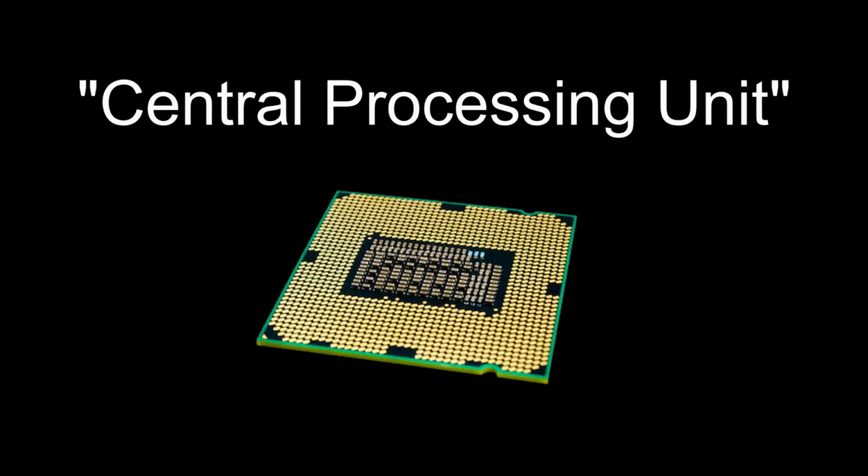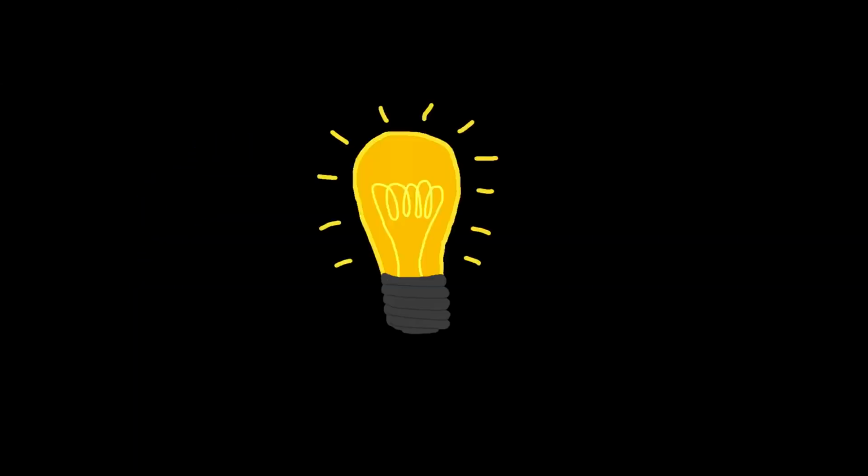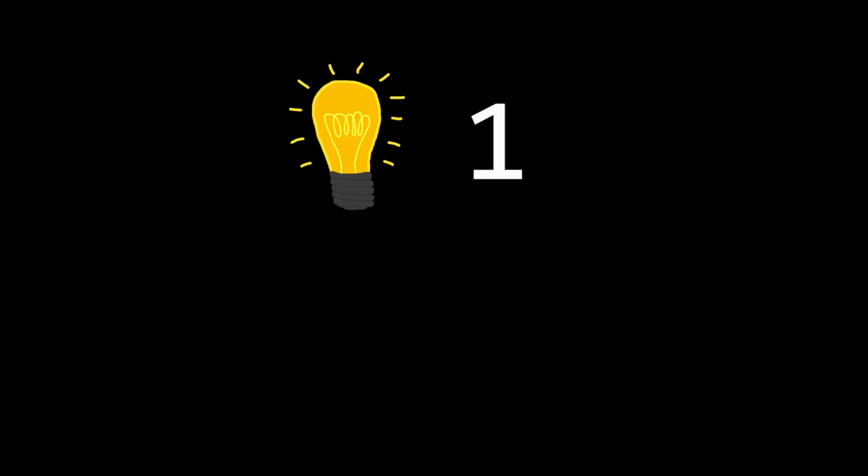Inside your PC is a central processing unit or CPU. It's basically just a piece of silicon with billions of microscopic switches called transistors. Depending on the flow of electricity, they can be on or off, kind of like a light bulb, which gives us two states, 1 and 0. The value at one of these switches is called a bit.